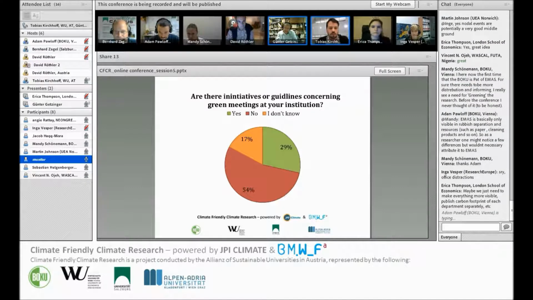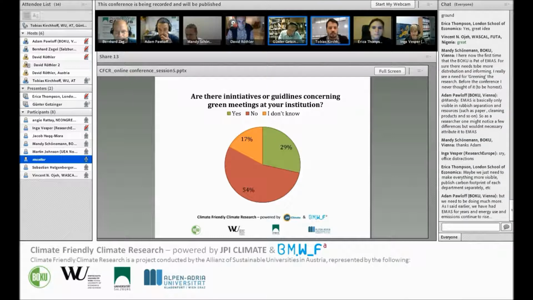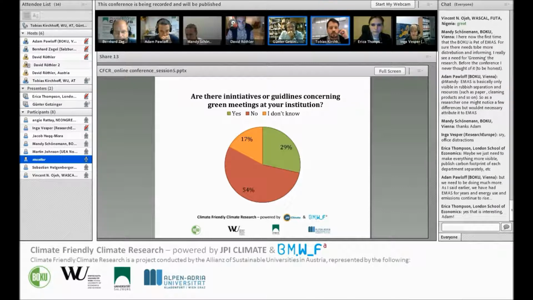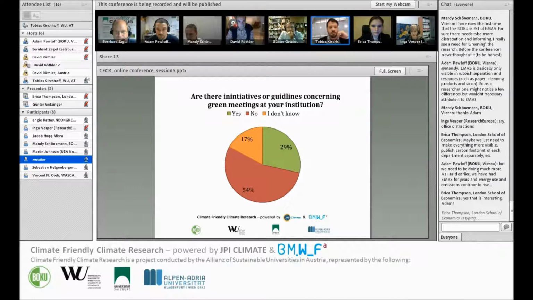So you can see this here, and now the graph's working. This is the result of my question. And I think this is quite astonishing, but it also shows the huge gap there is for green event guidelines.